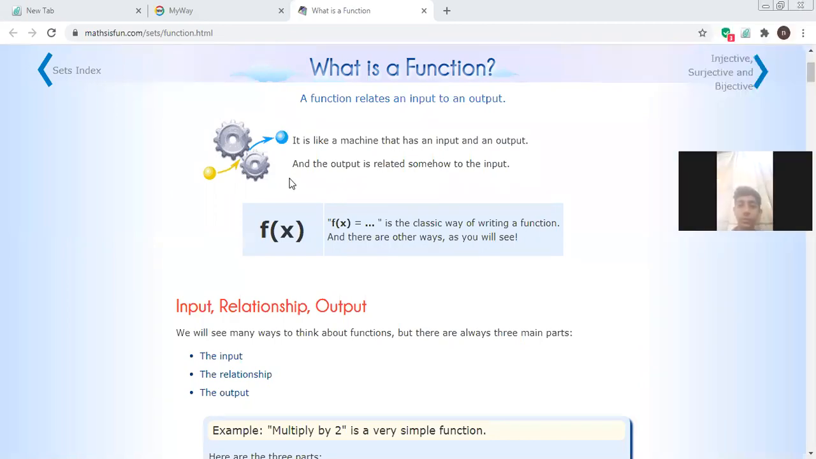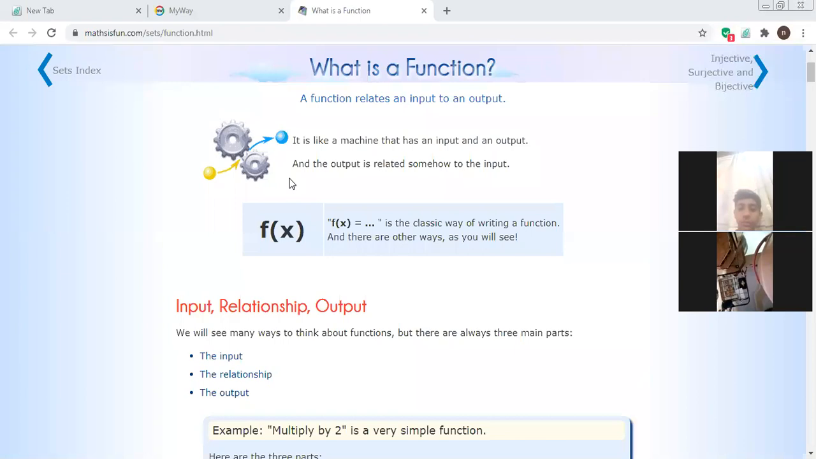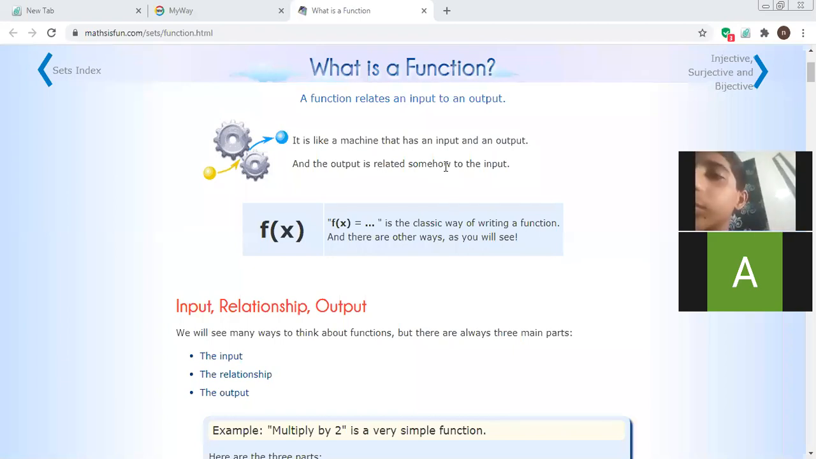Okay, class. So here, what is a function? A function relates an input to an output, meaning every input has only one output. When we put something inside the machine, the machine will give us the product or result as the output. Just like I told you many times, I give the example. Let's suppose when we put an orange into the blender, then it will give us orange juice. So orange juice is the output.